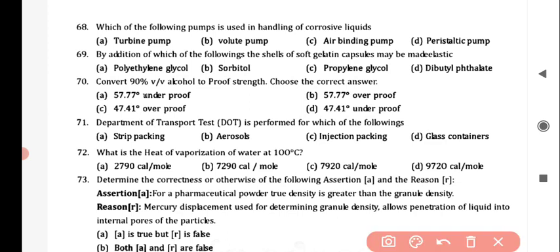Next question is, which of the following pumps is used in handling of corrosive liquids? And the correct answer is option D, peristaltic pump. Next question is, by addition of which of the following may the shells of soft gelatin capsules be made elastic? And the correct answer is option B, sorbitol. Next question is, convert 90% volume by volume alcohol to proof strength. Choose the correct answer. And the correct answer is option B, 57.77 degree over proof.